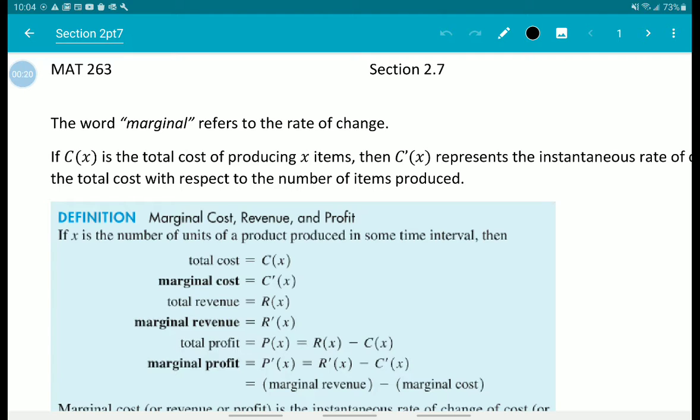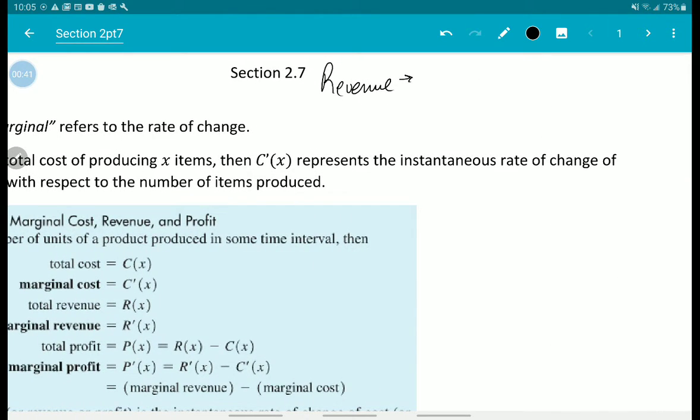So when we talk about cost, cost is how much it takes for a company to produce something. When we talk about revenue, revenue is the amount of money that the company brings in. So define revenue. If we're not given a revenue equation, we could come up with an equation. So revenue is how many items you sell times the price that you sell them for.